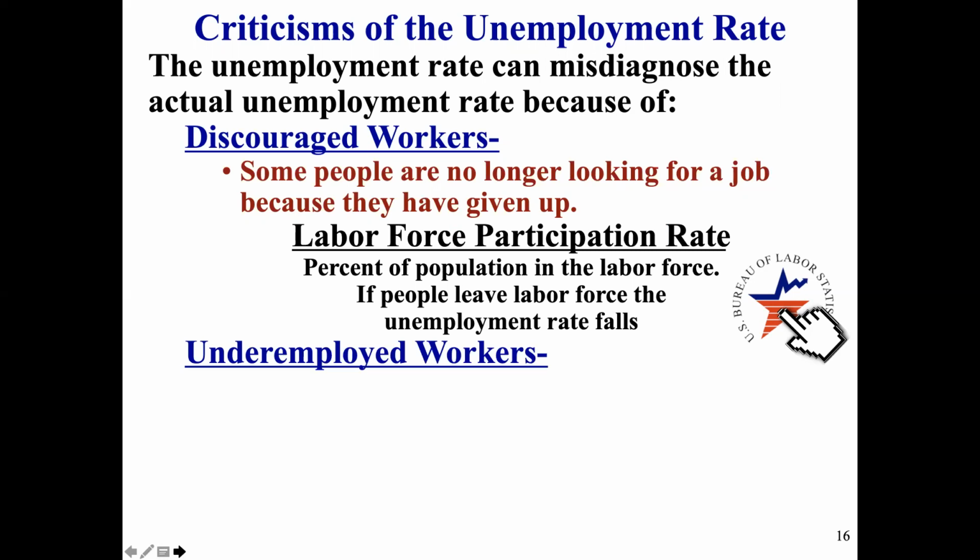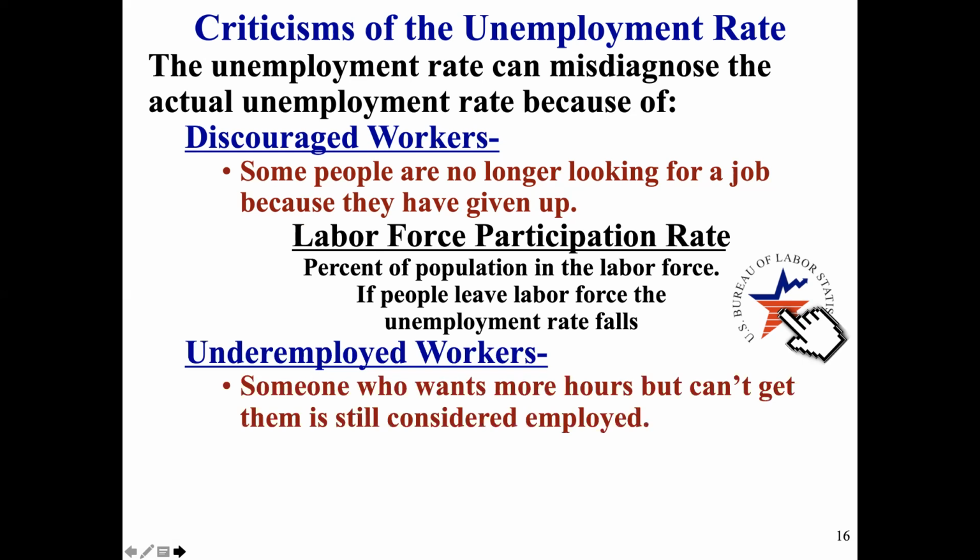The second problem with the unemployment rate is the idea of underemployed workers. Okay, you are underemployed if you want more hours, but you're not able to get them. So if you want to work 40 hours a week to help take care of your family, but you're only able to get 10, we would still count you as employed based on the unemployment rate. So that shortcoming is not going to be accounted for.